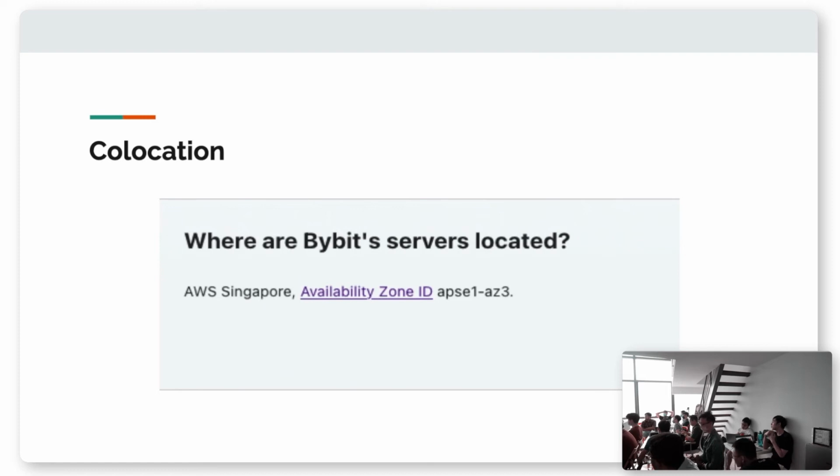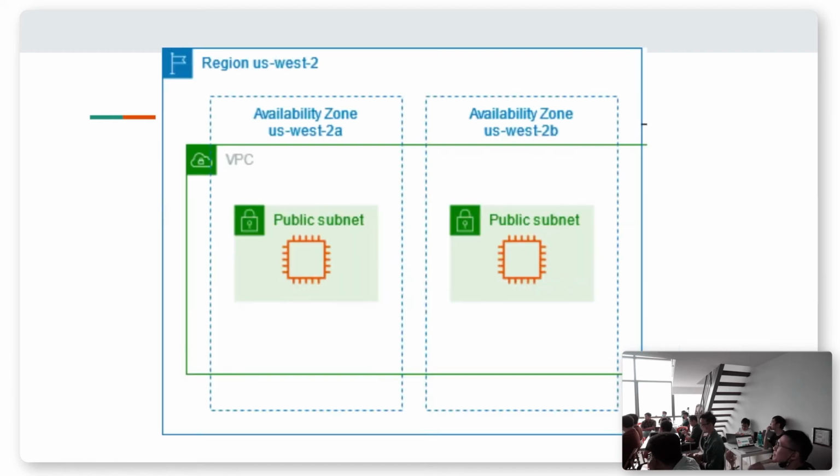For example, the Binance server is in Tokyo right now. FTX, I believe, is in Tokyo. For some reason, Bybit put their servers in Singapore. And BitMEX, I believe, is somewhere in Europe. It depends. And AEZ3 means availability zone 3. Within a region such as Singapore, there are multiple data centers located in different places, so you have to pick the correct one.